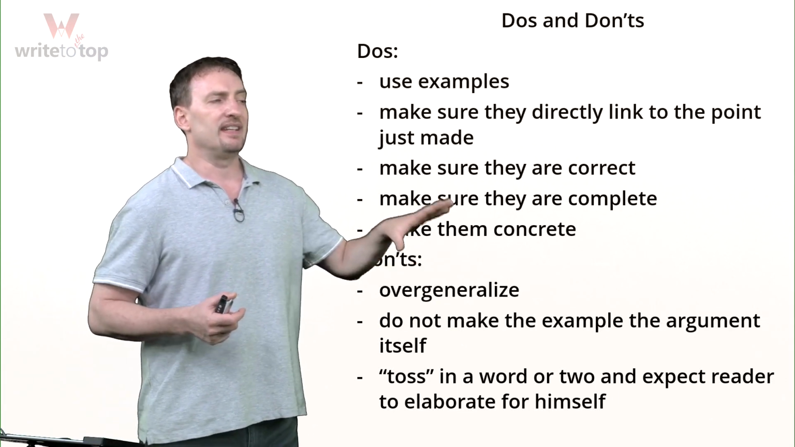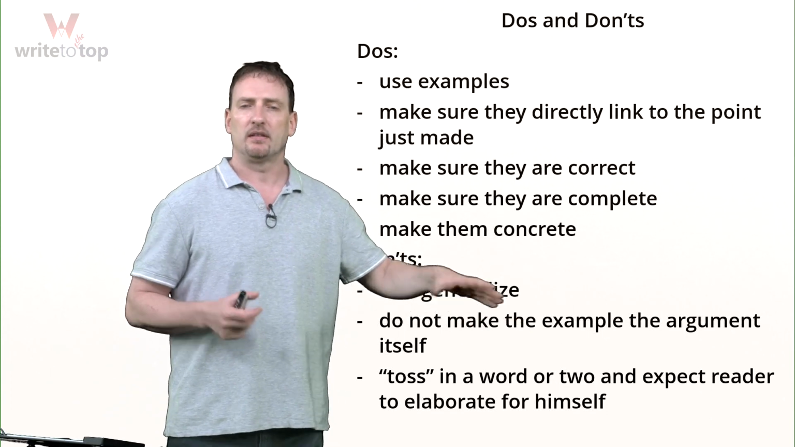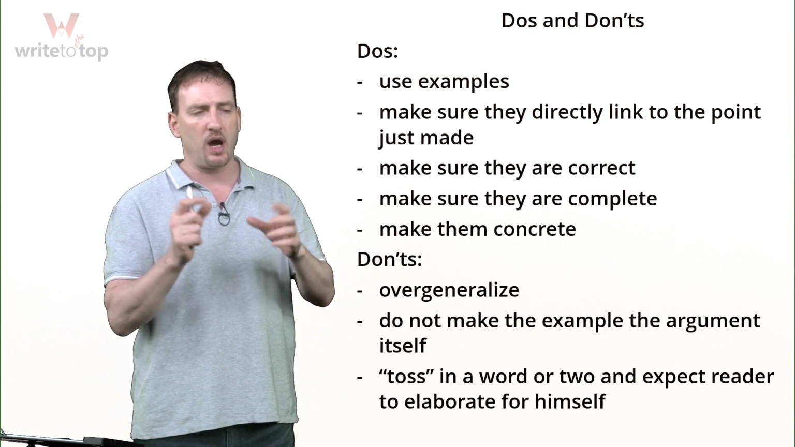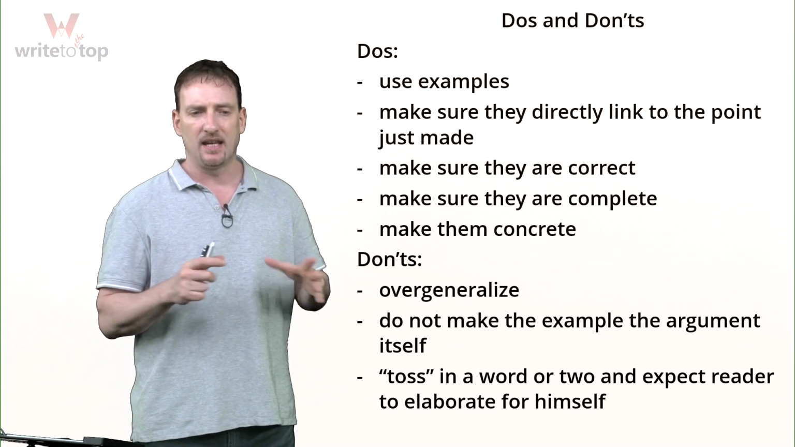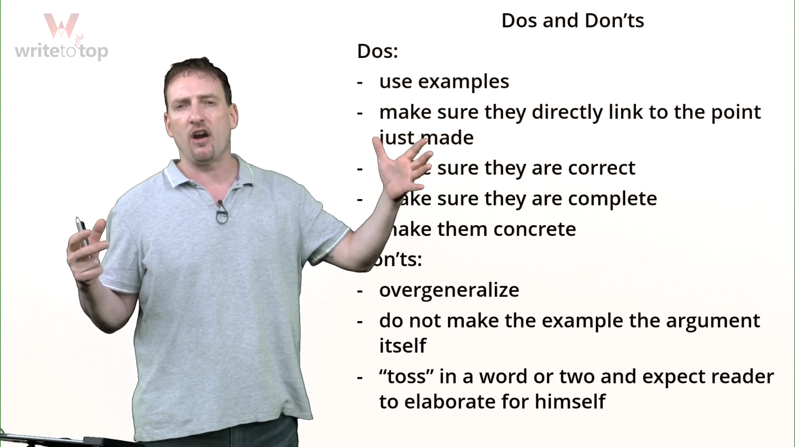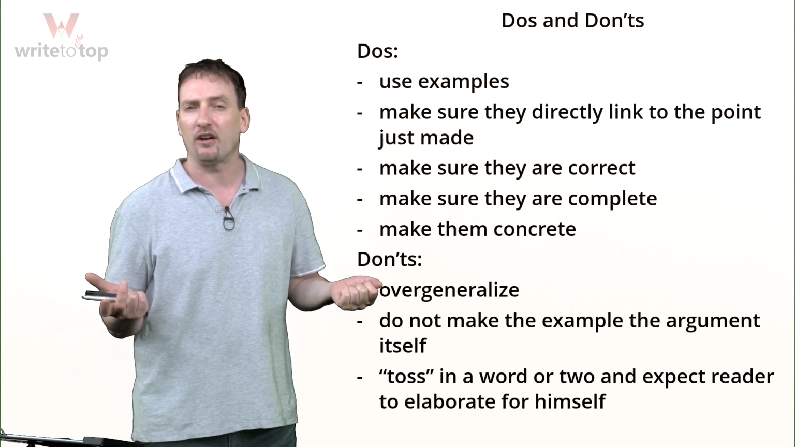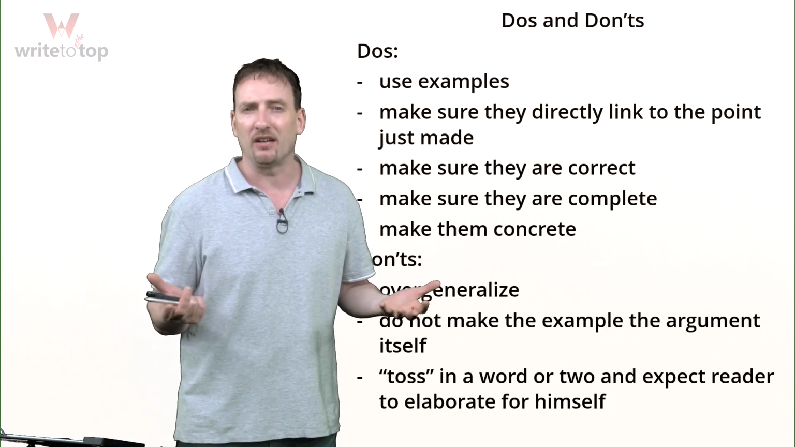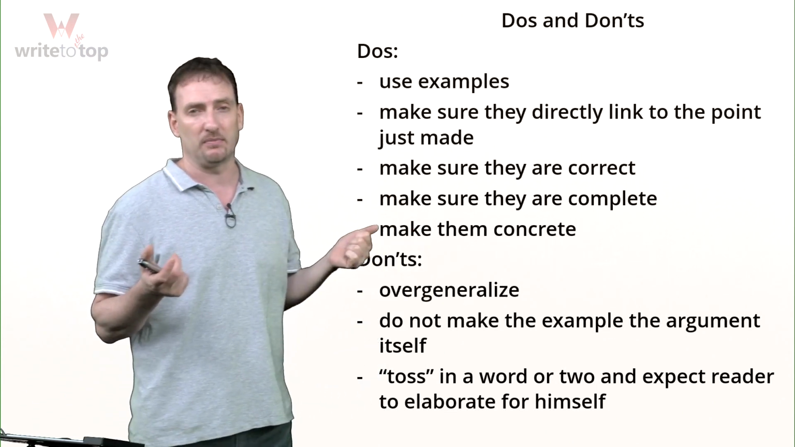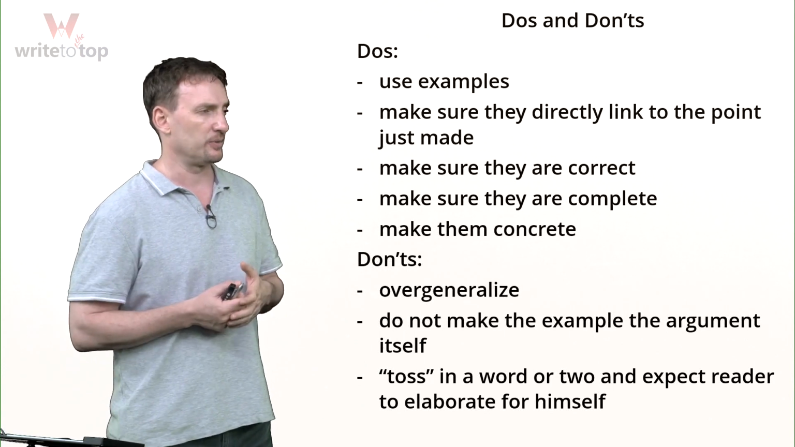Do not make the example the argument. Keep your example short, 1, maximum 2 sentences. Once you start going on and on about your example, you have no more time or words left for the argument, which means you didn't make an argument. You didn't give a complete argument. Try not to do that as well.